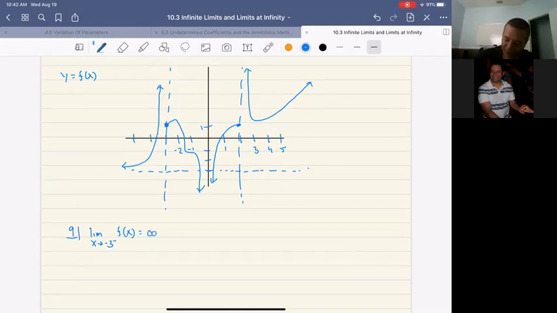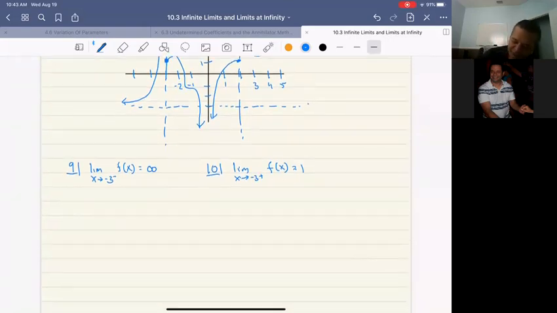Okay, number 10, the next question is the limit as x approaches -3 from the right of f of x. As we're coming from the right, we're coming along this side. It's going to equal 1. So then the limit as x approaches -3, there's no value we can attach to it. We can't even attach an infinite value to it. Okay, let's do a couple more with this graph.